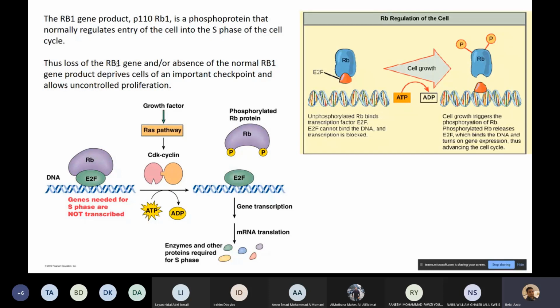Therefore, with a loss of the RB1 gene, a loss-of-function mutation, one of the regulatory elements of the cell cycle and growth is lost. So E2F is functioning all the time. The important checkpoint that regulates controlled cell proliferation is lost.